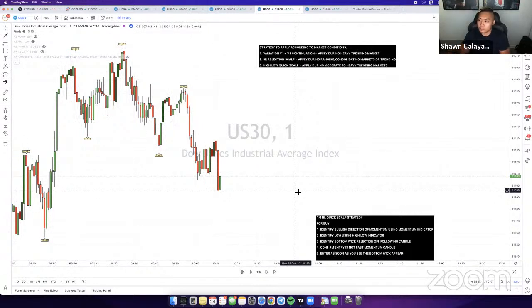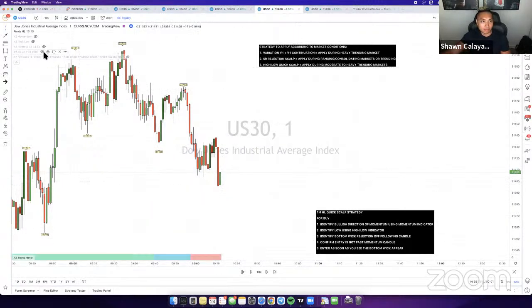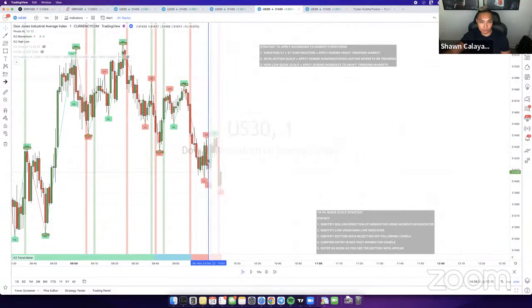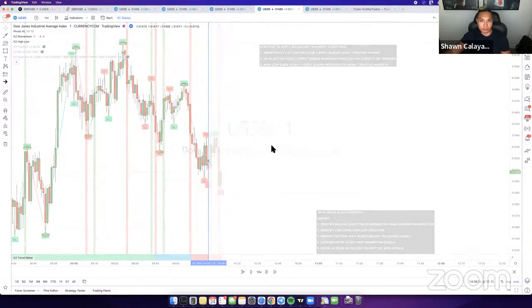So question from Natasha, she's asking, so it has a double body too, would that qualify as a V1? But I can't see the trend meter. Let me check. Let me see what you're referring to right here, Natasha. The entry, yeah, actually, you're right. So this right here would actually be a V1 continuation as well, but it wouldn't fit the criteria here because price was not moving directional, right?